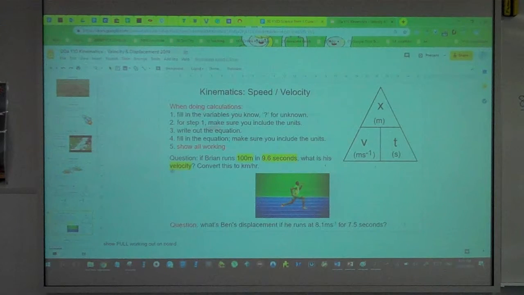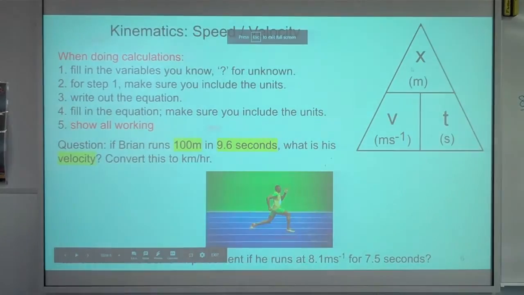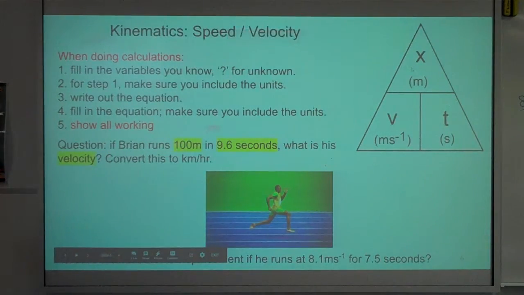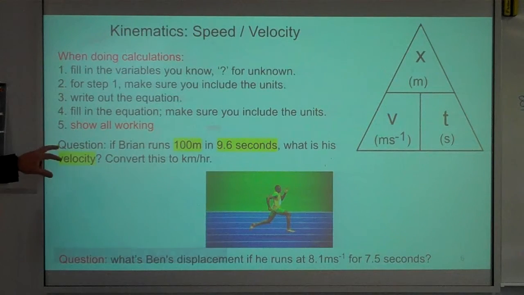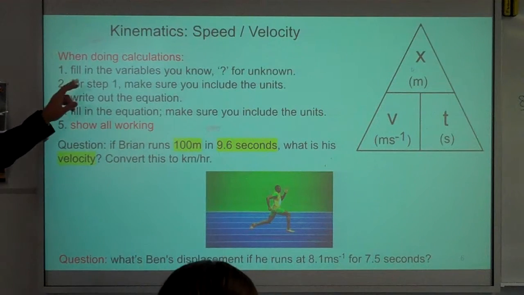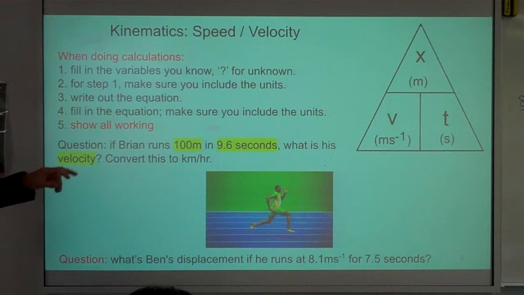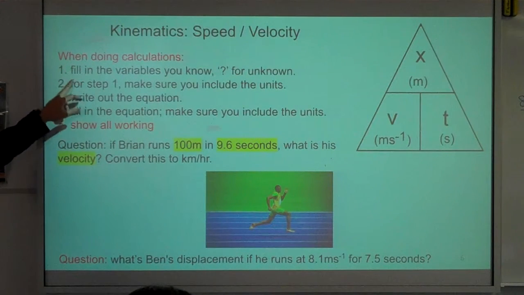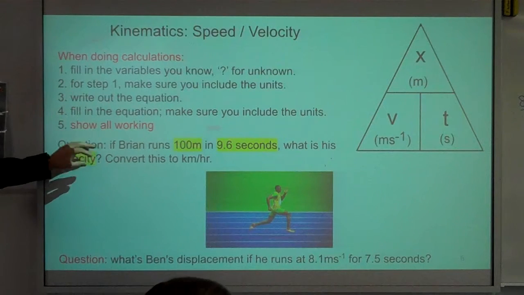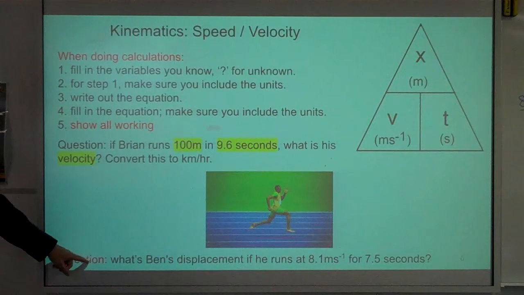Okay, now, when we do calculations, there's a certain method you should follow when you have questions given to you. So, fill in the variables you know and put a question mark for the unknown, and that tells you what you're looking for. For step one, make sure you include the units when you're writing things down. Okay? Fill in the equations, make sure you include the units, show working. You don't need to write those down. You need to be conscious of them. Let's do this problem, and then there's another one down here.